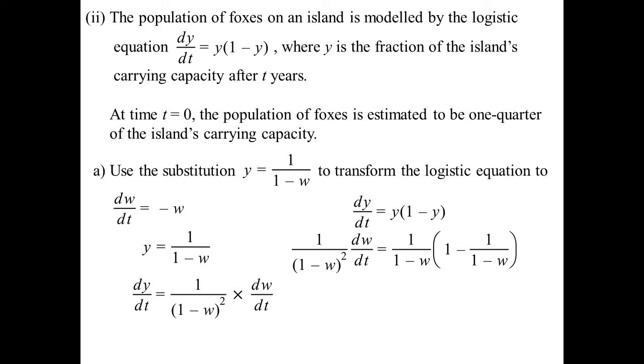All I've got to do now is make dw/dt the subject of this, and hopefully we'll end up with negative w. So multiply both sides by 1 minus w squared, and yes indeed, it all cancels down to be dw/dt is minus w.